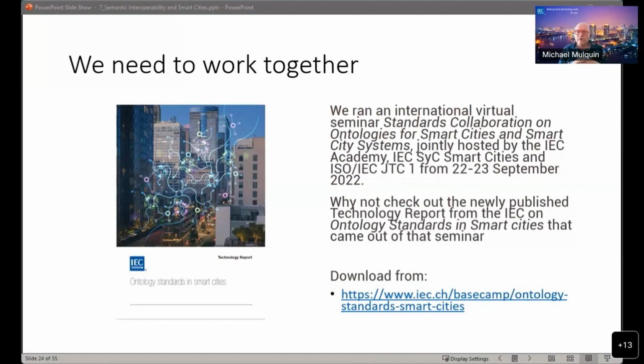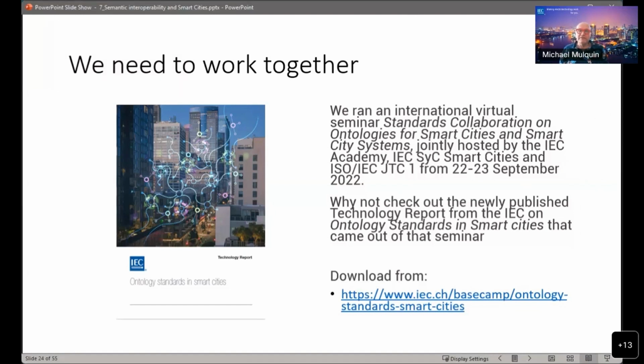And so because of that, within Smart Cities standards bodies, we ran an international virtual seminar on standards collaboration on ontologies for smart cities and smart city systems in September last year, where we brought together over 2 days ontology experts from many different technical committees. The first day looked more generally at what was being done in standards bodies around ontologies, and then the second day focused much more down on smart city issues.